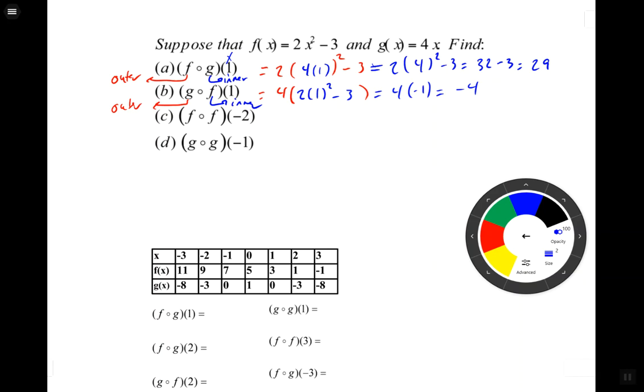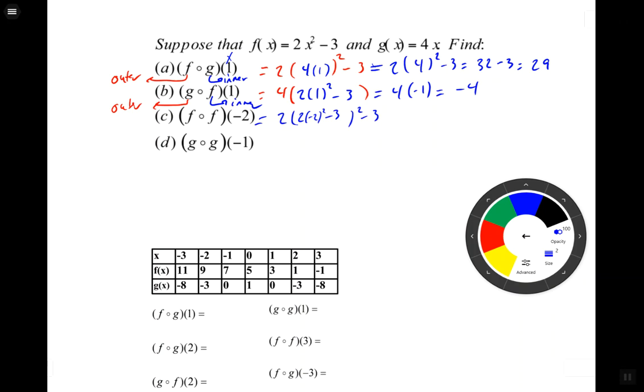So now we're just going to do it. We're going to go with the outer, which is 2, leave a big blank, squared minus 3. What goes inside? The 2, leave a blank, squared minus 3. What goes inside is negative 2, right? Negative 2 squared. So I have the function inside itself, and I put negative 2 in for the x.